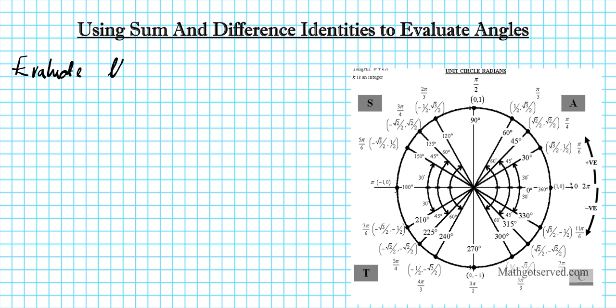Evaluate the following. Now, you notice I have a unit circle on the right. You're going to need to make use of a unit circle for this clip. So let's take a look at number 1. The first angle we're going to evaluate is cosine 195.